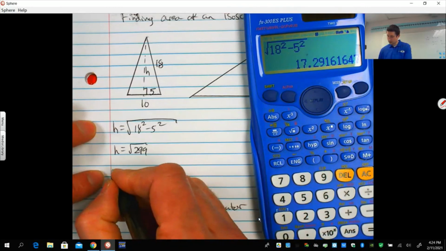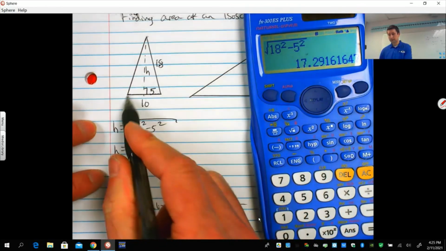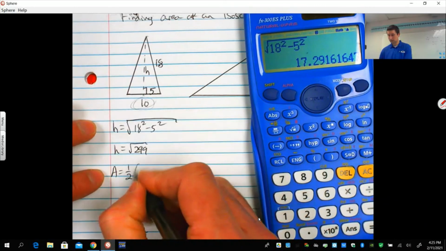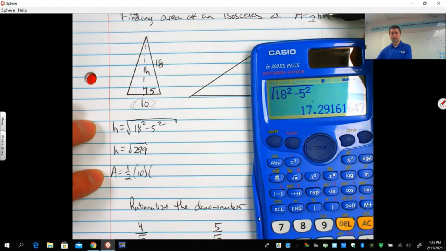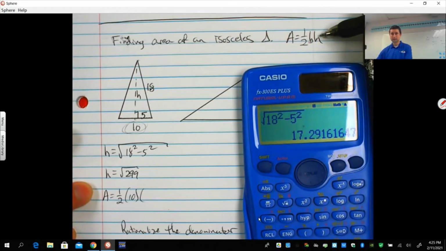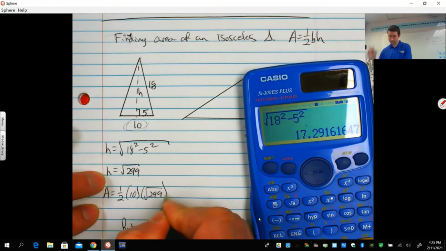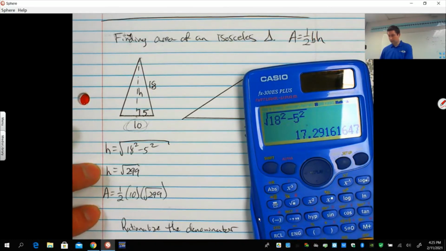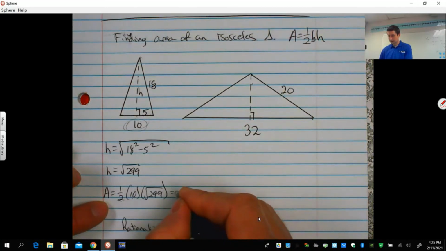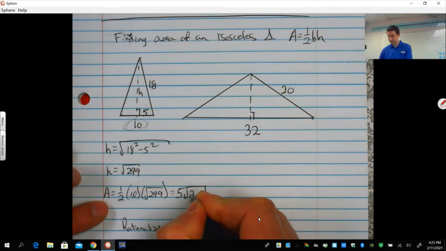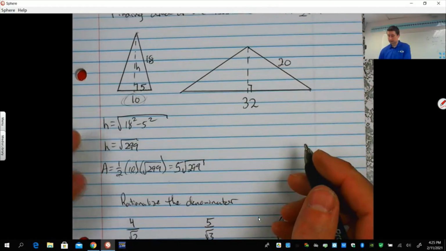So our area is 1/2 of our base. Our base is back to this whole number here. So 1/2 of 10 times our height, 1/2 base times height. Our height is the square root of 299. So if they want an exact answer, you can take 1/2 of 10, which is 5, and you would just say it's 5 times the square root of 299. That's the simplest form for an exact answer.